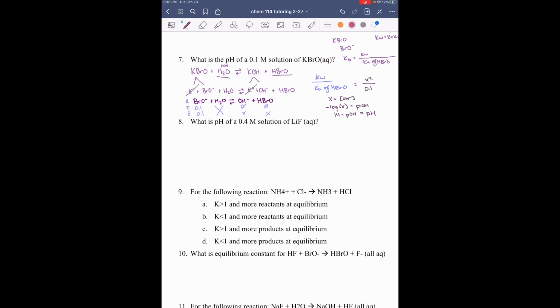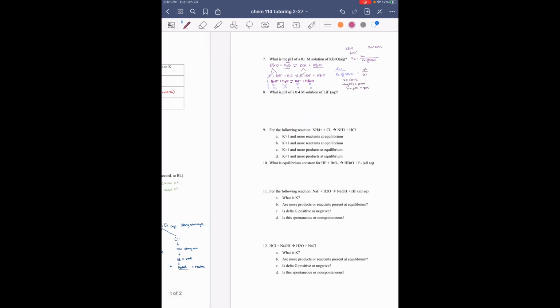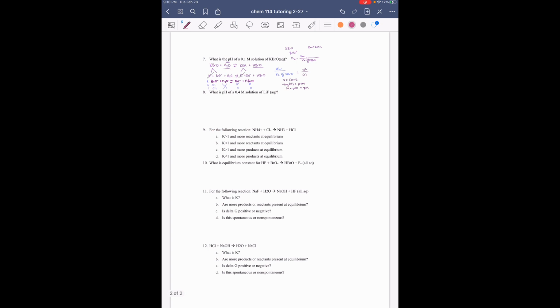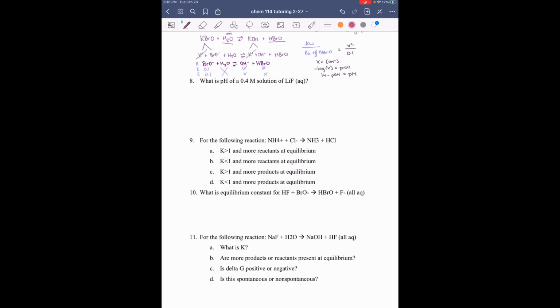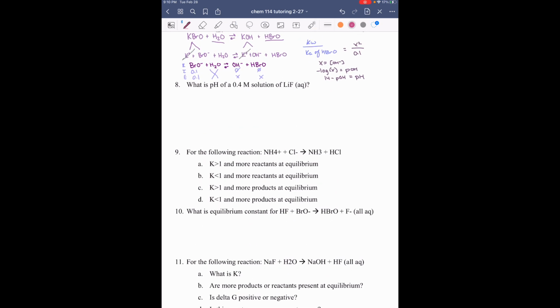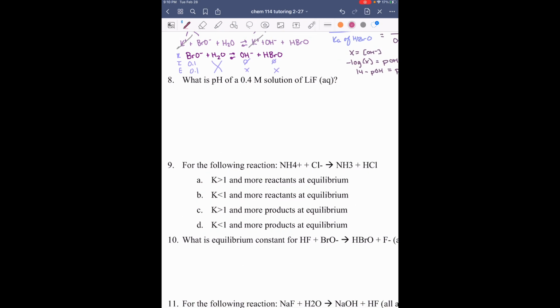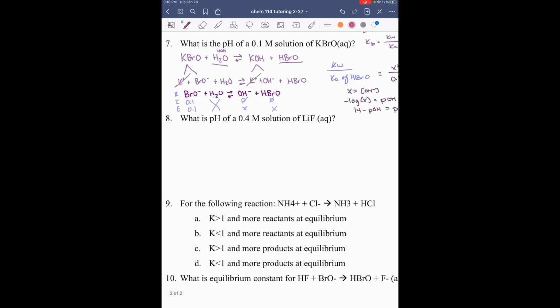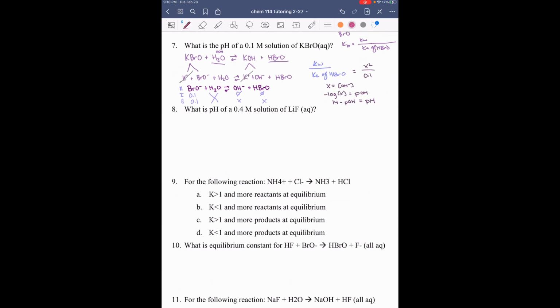When I post the actual worksheets for these, I'll do the math out. I just don't want to waste time while I'm recording. But anyway, we have the 0.4 molar solution of LiF, so it's essentially the same thing. So we have that Kb of F minus is going to equal our Kw over our Ka of HF.